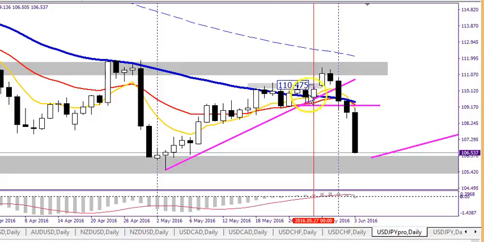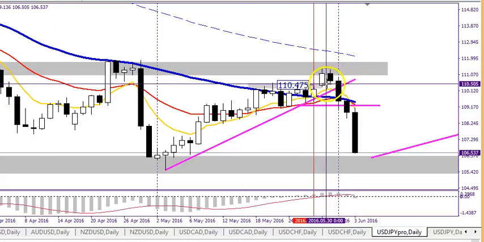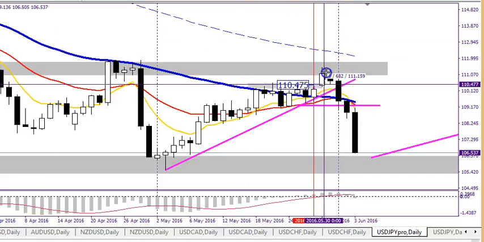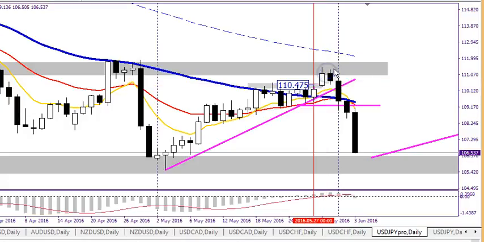And I did actually suggest taking a buy stop order above the 110.47. That's right about there. If you would have placed a buy stop order just above there, you would have gotten in. Your order would have been taken, and that was good for a pretty good 68 pips before it started going down. So that would have given you some pips there.